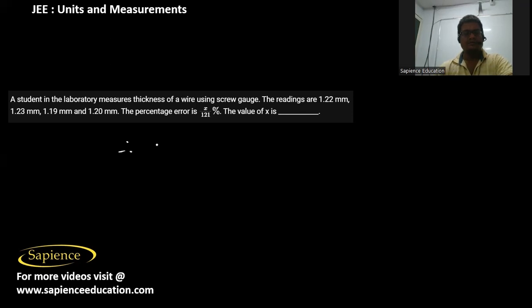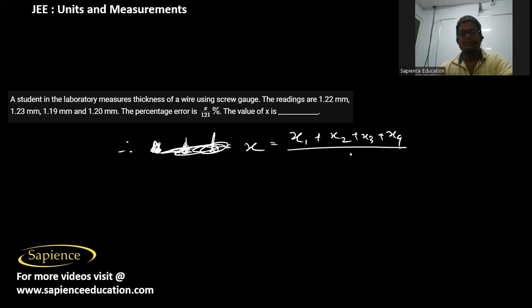So therefore, measuring the thickness of a wire using a screw gauge. So the percentage error. Here, let's call the thickness of the wire x. So x will be equal to the average of the four readings, that is x1 plus x2 plus x3 plus x4 divided by 4.